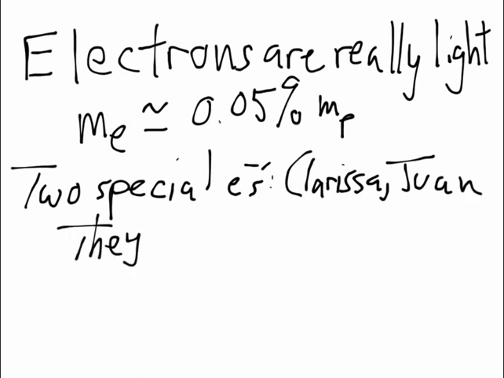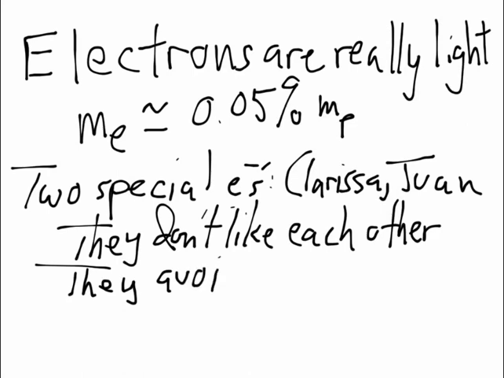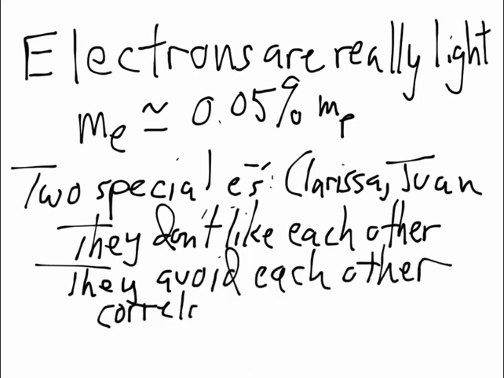Now, some things about Clarissa and Juan. They really don't like each other at all. They actually despise each other. That's going to be important. Because of their mutual enmity, they have a strong tendency to avoid each other. And we call that electron correlation. It has a great deal to do with the properties of atoms.